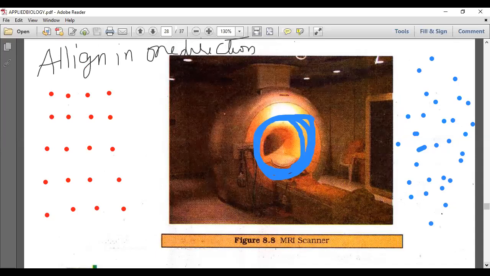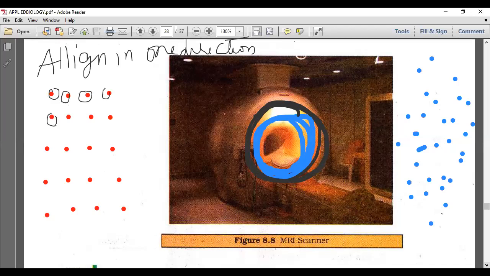So this is the first thing which happens. Next, what do we do? The second magnetic field we create, with a radio frequency pulse, an RF pulse. The purpose is that every proton will absorb some radio frequency, a small amount of it.